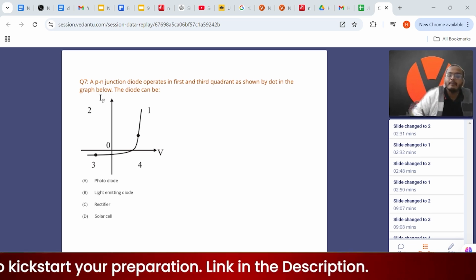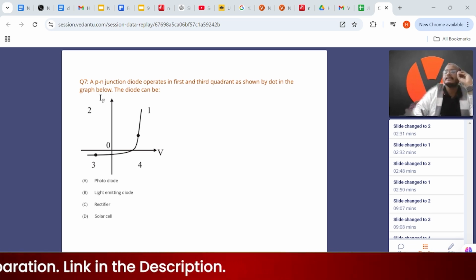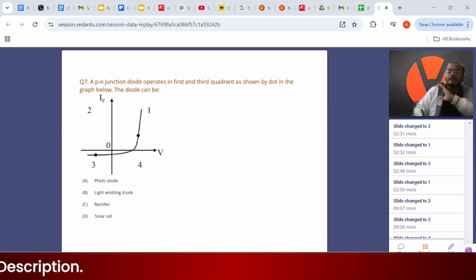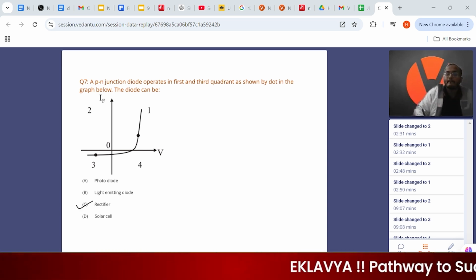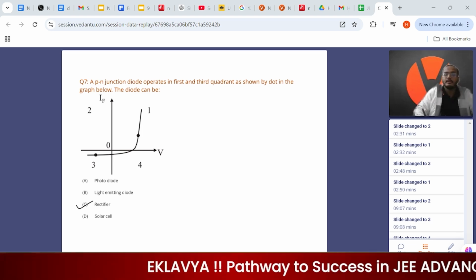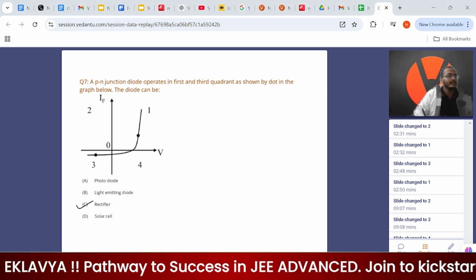And where does it happen? It only happens in a rectifier. Okay, hence the option number C is correct, that it is a rectifier.